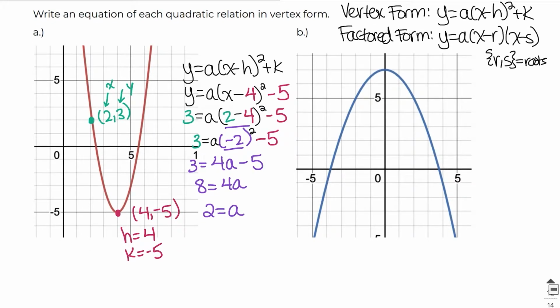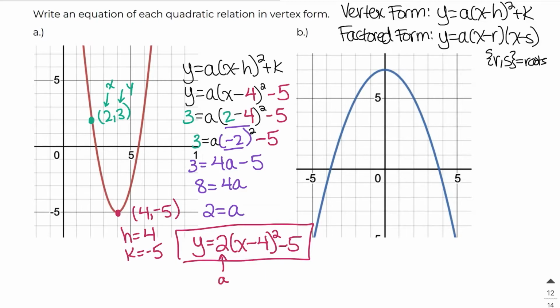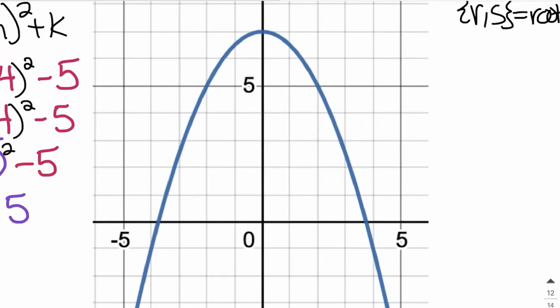So now I can go ahead and say that my final equation right here is going to be y equals 2 times the quantity x minus 4 squared minus 5. This is the a value, this is the h value, and this is the k value. Okay? Let's go ahead and try this one.